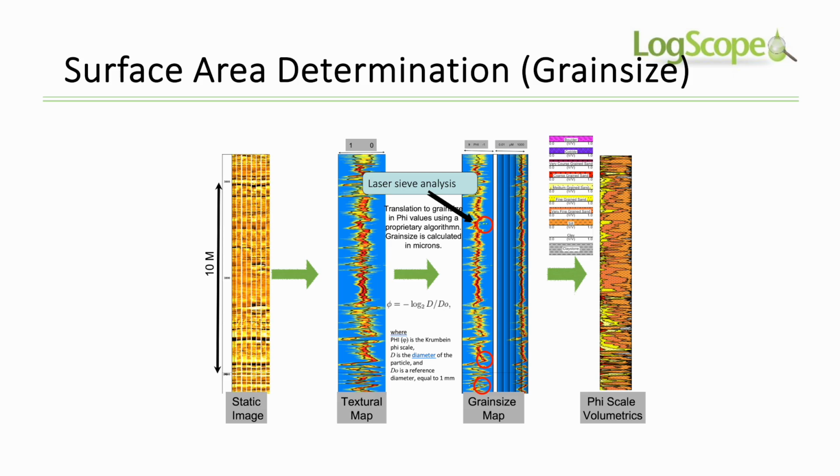We go from the image or the conductivity data to a textural map, and then from the textural map through a proprietary algorithm we produce a phi scale, and then from the phi scale you can go directly to grain size, and then from that you can actually bin the phi scale and produce volumetrics and a lithographic representation of the section.